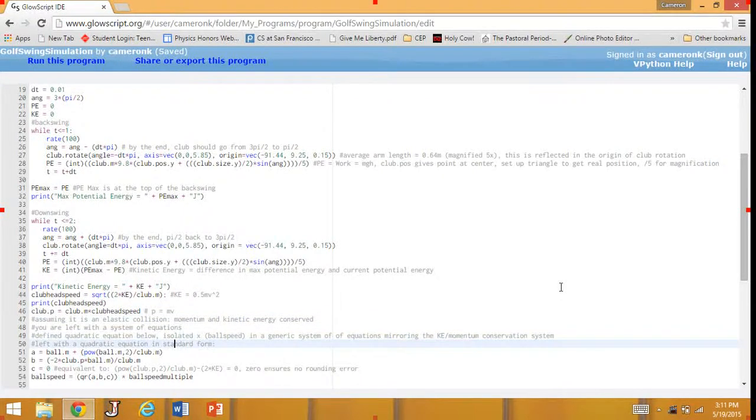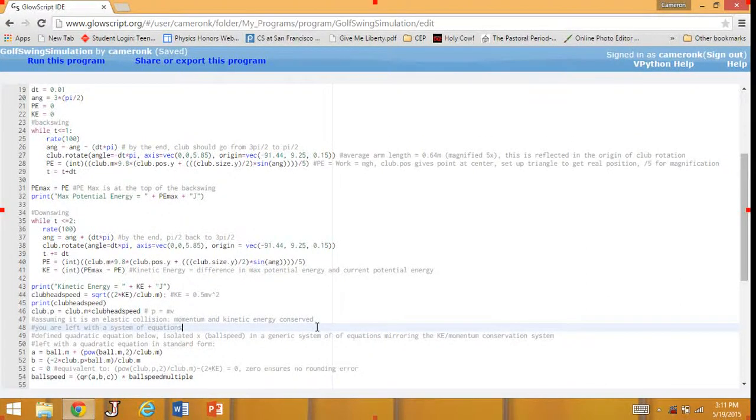So, as I mentioned earlier, I'm assuming that the collision between the golf ball and the club is an elastic collision. So this means that momentum and kinetic energy will be conserved. So you can solve a system of equations to determine the ball speed.